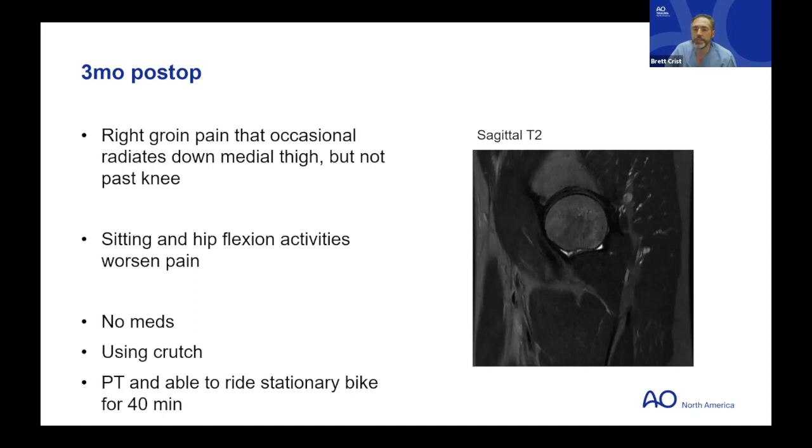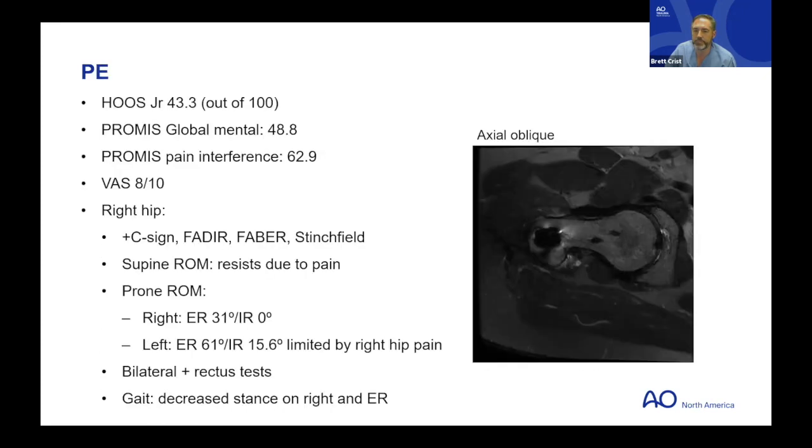So I tried to get one image that would be the best one to show if he had a labral tear. This is the sagittal T2 image. His cartilage looks perfect, no labral tear. Here's the axial oblique. That's usually the most sensitive for labral tear, and no labral tear. On exam, so these are his patient-reported outcomes. So his hip is bothering him.